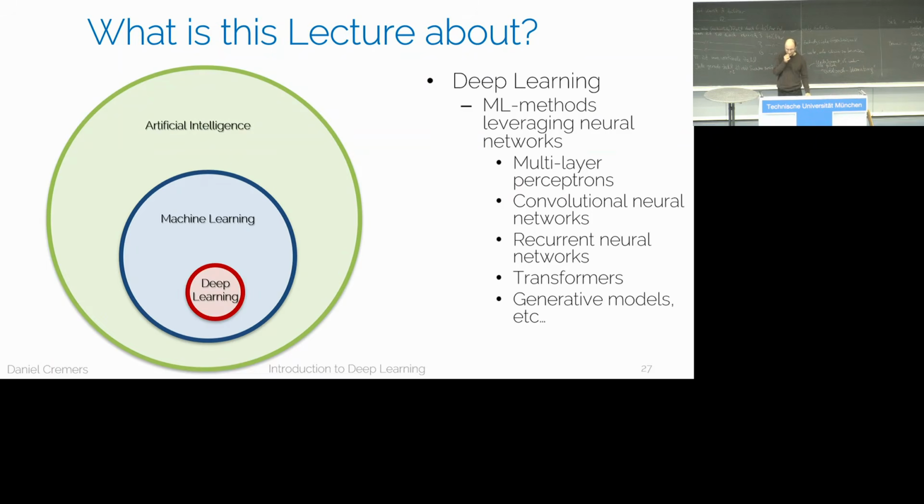And then more specifically in this area of machine learning, there's deep learning, the deep neural networks. And that involves a number of things that we will be discussing. For example, multi-layer perceptrons, convolutional neural networks, recurrent neural networks, transformers, generative models. There's tons and tons of different techniques that are coming out every year. And the field is moving so fast, it's almost impossible to keep track of all the latest developments here.